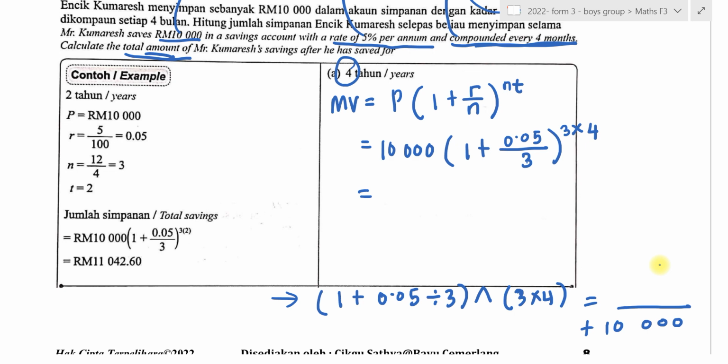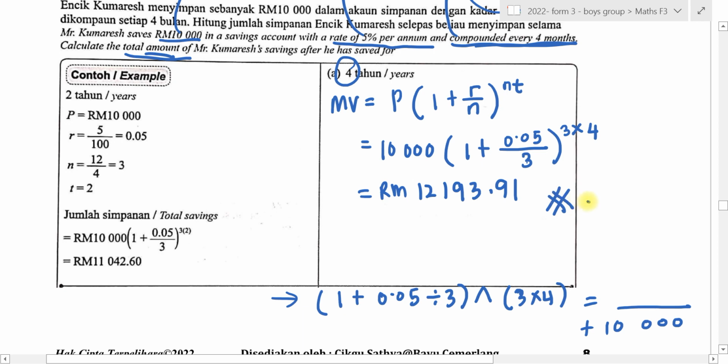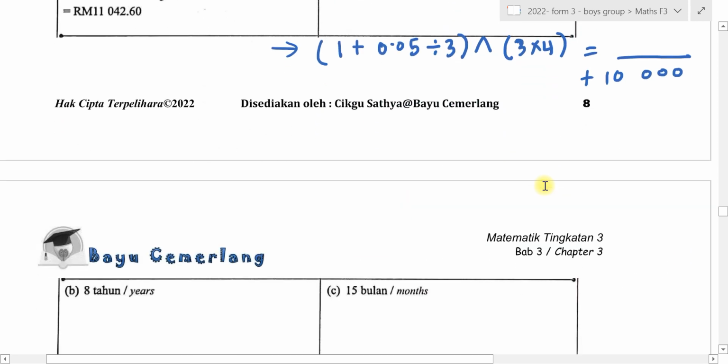12,193. Okay, let me check. Everyone must try to key in your calculator because this is very important. If you don't know how to key in, then how to do? 10,000 times 1 plus 0.05 over 3 bracket power 12. So your answer, repeat again. 12,193.91. Correct answer. Okay, that's correct. We move on to the next question.